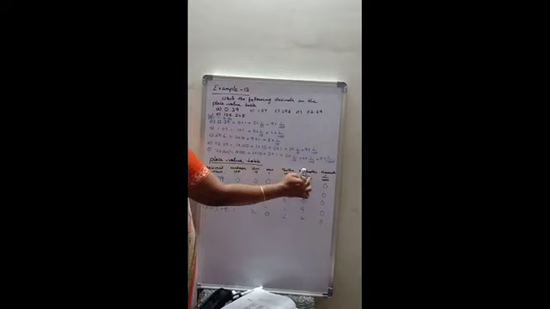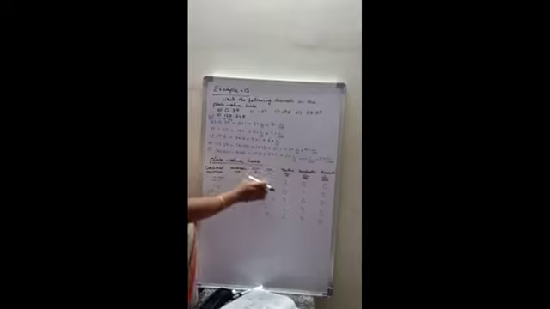Now write down the place value table. Here the largest place is hundreds. So write down the decimal number first: hundreds, tens, ones, and after the point, tenths, hundredths, thousandths.